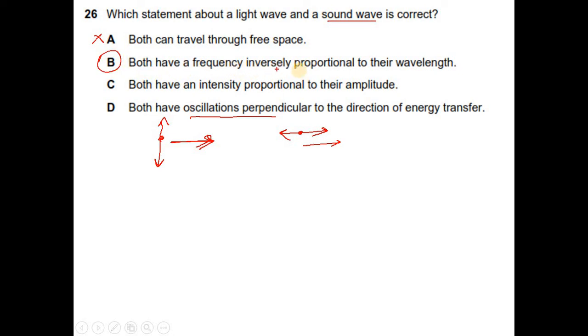Both have a frequency inversely proportional to their wavelength, because f lambda is equal to v. If v is constant for given conditions, then frequency is equal to v upon lambda. So f is proportional to 1 upon lambda, or inversely proportional to lambda. Both statements are correct.